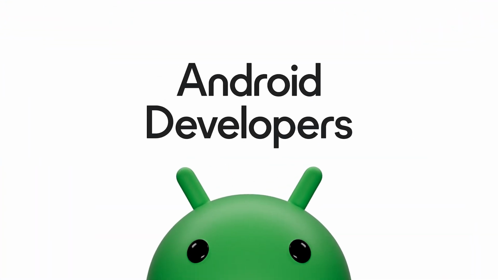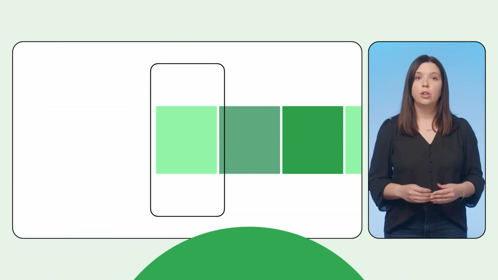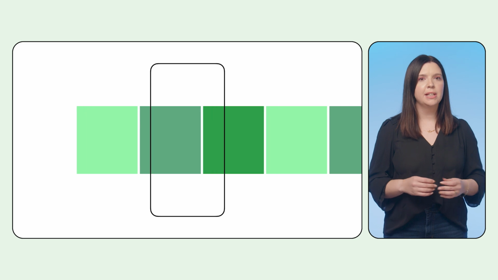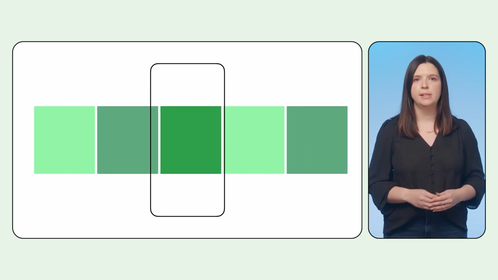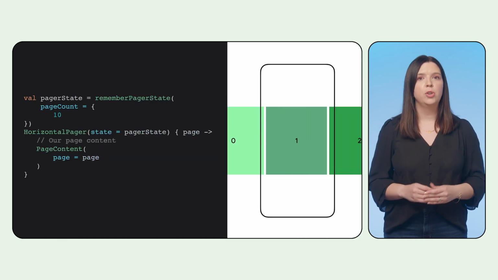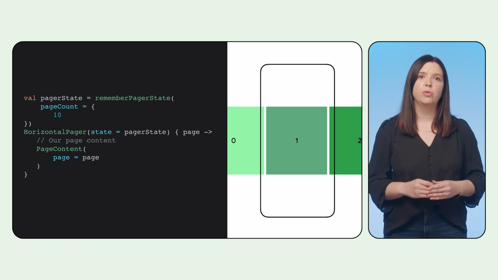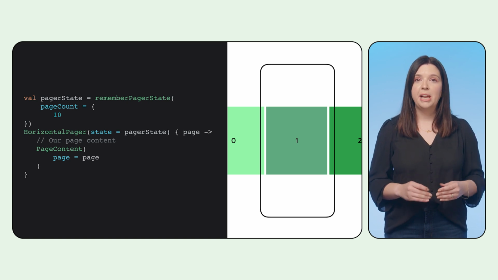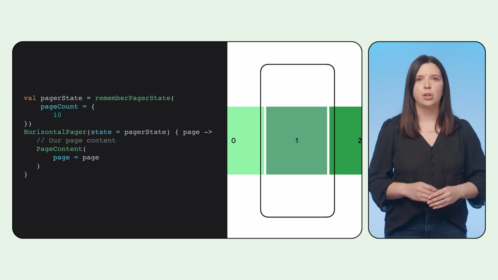Do you have content in your app that users need to be able to switch through in different directions easily? Using the Pager component can help add a bit of delight and ease of use to your apps, as it has built-in gesture support for swiping between content, unlike a standard row or column. Add the horizontal pager to your composable tree, providing the number of pages as the page count parameter to remember PagerState.